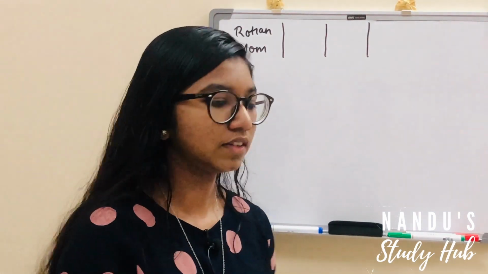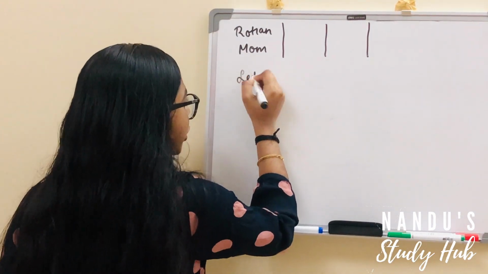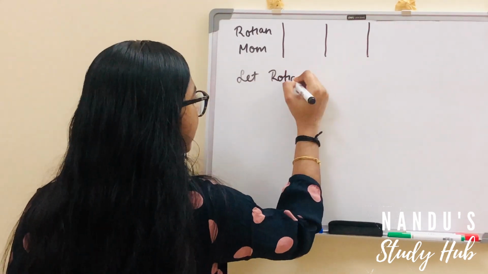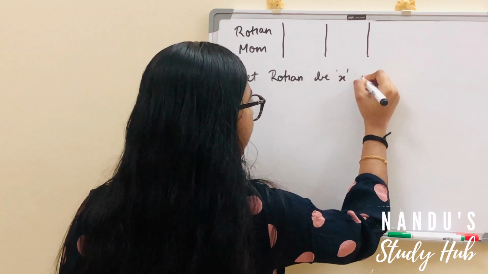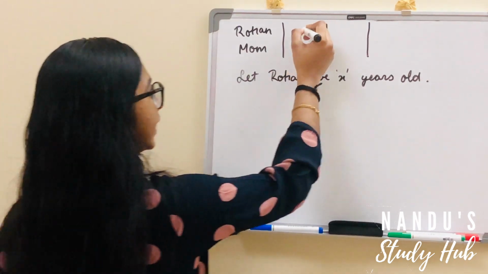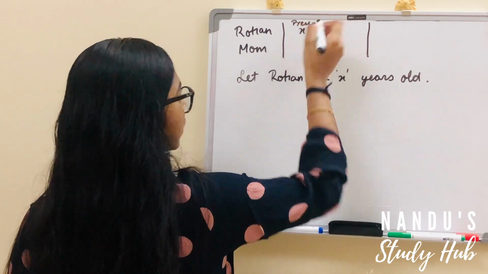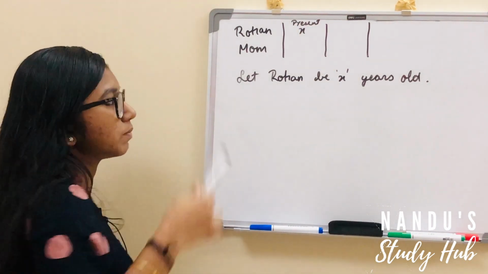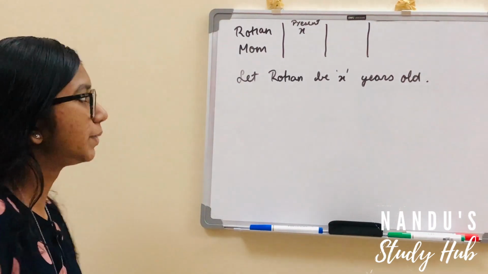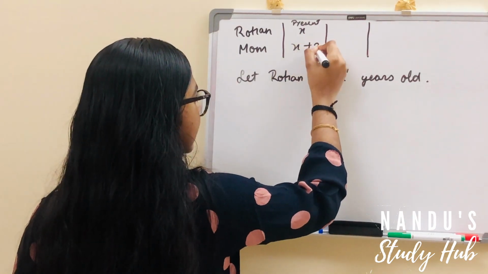In the question it's given Rohan's mother is 26 years older than him. So let's take Rohan's age as x. First of all, you should write that: let Rohan be x years old. So here I can write x, which is their present age. Now his mom is 26 years older than him, which means his mom is x plus 26. So you can write x plus 26.